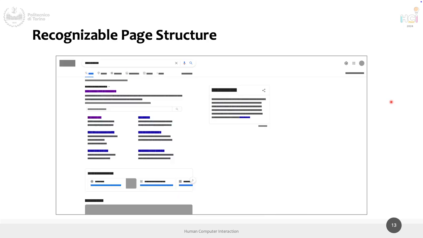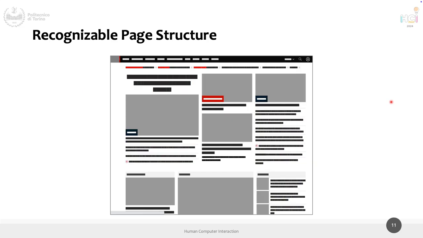What about this? Search engine. Because yes, this is probably Google, but actually Bing is not very different from this. So this is search engines. Again, if you are going to do a search engine, you are not going to use this structure, but you're going to use this.